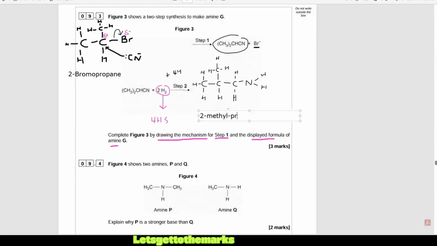And I don't know what I would name this. What would you name this? 2-methylpropylamine? Or is it 2-methylpropanamine? What would you call this? Why don't you put in the comments what you'd call this? It's not one of the marks, but there we go.